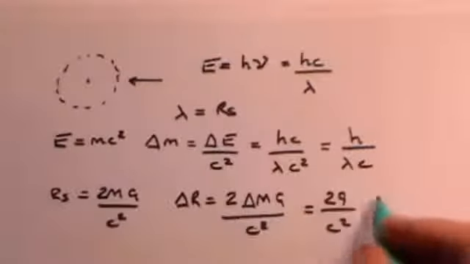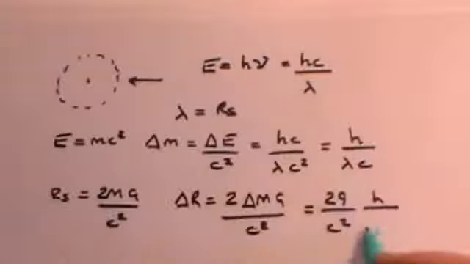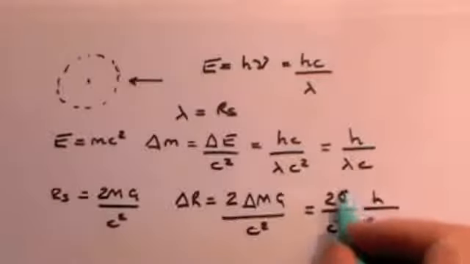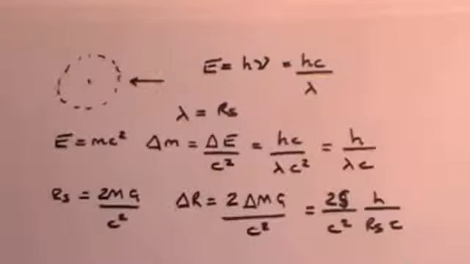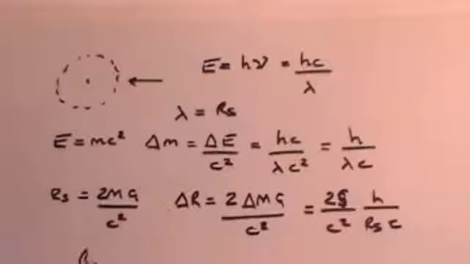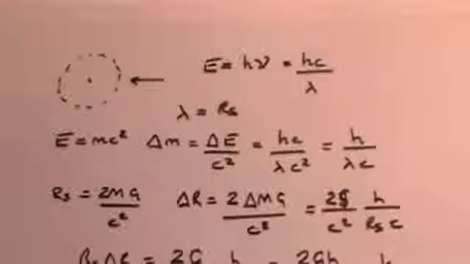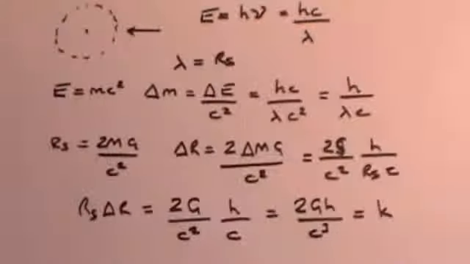times delta m, which is h over lambda c, but lambda we're going to say is comparable to the Schwarzschild radius. That's 2G up here. And if I bring that Rs term up here, I get that Rs delta R is equal to 2G divided by c squared times h over c from here. I've just brought that Rs term up on this side of the equation. And that's 2Gh over c cubed. And that's a constant. 2Gh over c cubed is a constant.